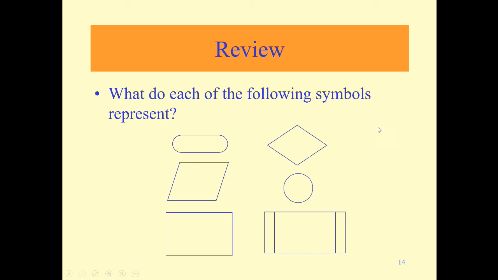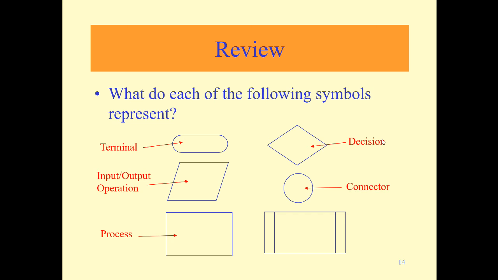So what do each of the following symbols represent? Because we've added a couple new ones today. Remember, this is the terminal for start and end. This would be for input and output operations. This would be for your processes, like your calculations. For decisions, you have a diamond. For connectors, you have circles. And finally, you have a module for subprograms.